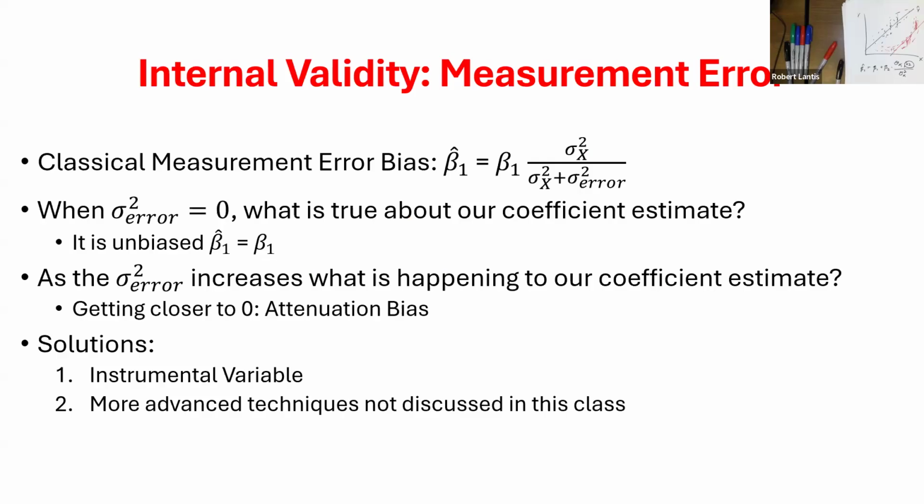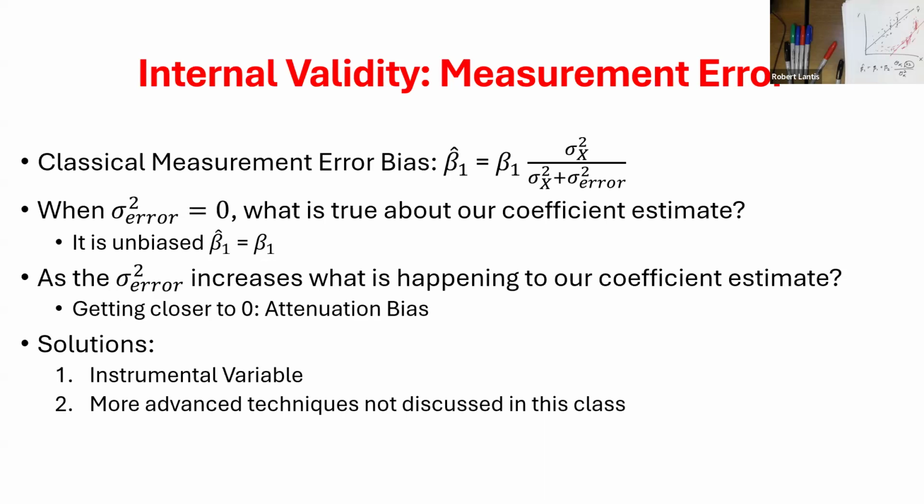If we have classical measurement error, the estimate that we see will always be biased, and it's going to be biased towards zero, or what we call attenuation bias. The unique thing here is this also helps us prove that if we don't have measurement error, we're getting the correct result. Because if we don't have measurement error, what does the variance of the error become? Zero, in which case the estimate we see would be the actual causal relationship times 1.